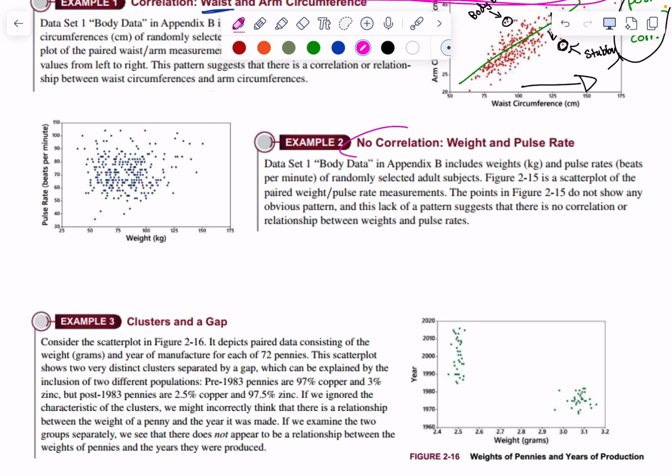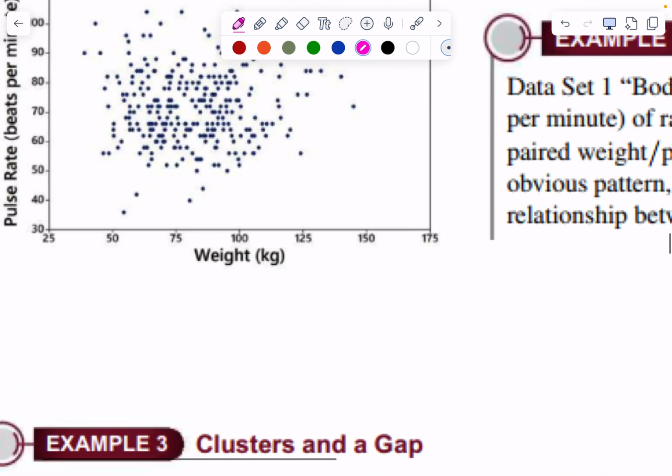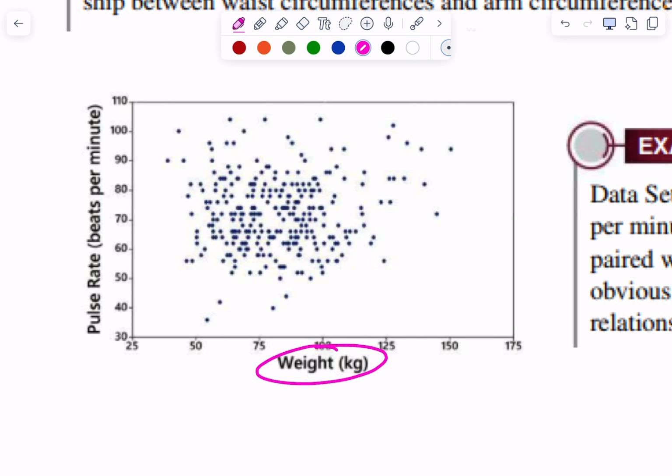This one is an example of no correlation. Let's see what we are comparing. We are comparing your weight and your pulse rate. What was your pulse rate? Do you remember? 60. 175 kilograms is like over 300 pounds.